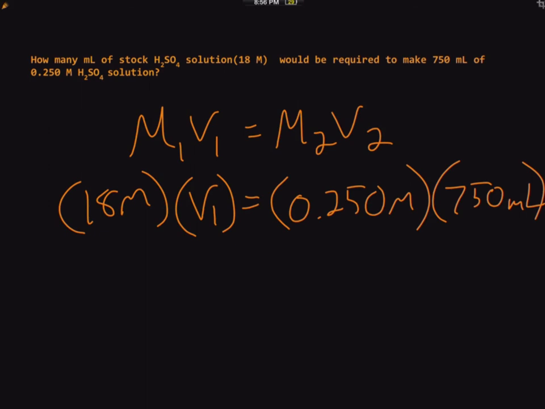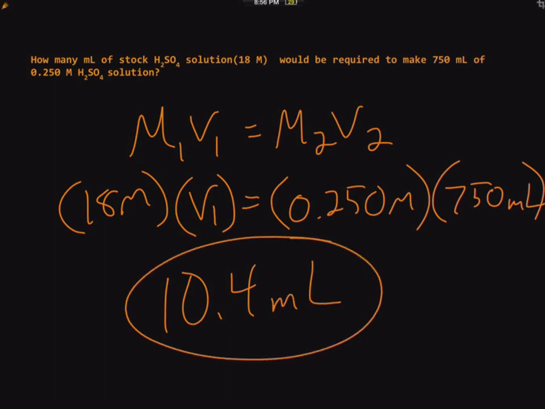If you're doing molarity, you always have to keep in mind that the 0.25 moles is 0.25 moles per liter. So if you're doing that kind of question, you need to make sure it's in liters or thousands of milliliters. When we do this out, we end up with 10.4 milliliters of the stock solution required to dilute down to 750 milliliters at a concentration of 0.25.